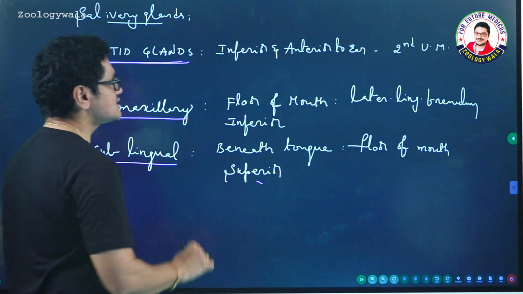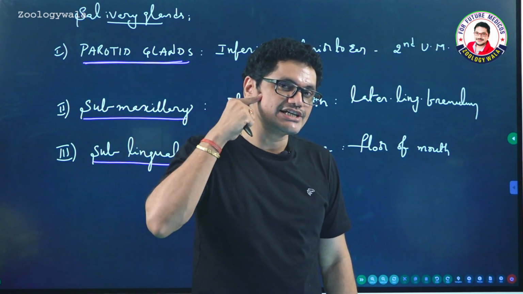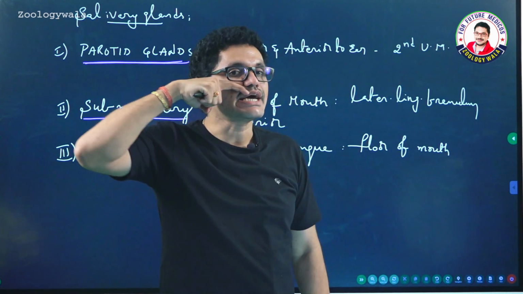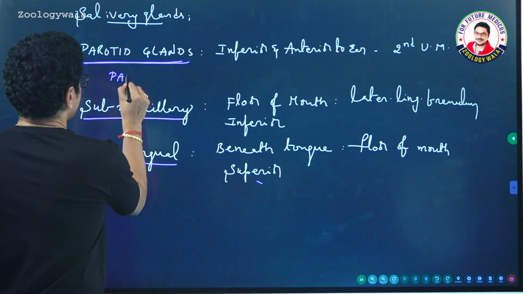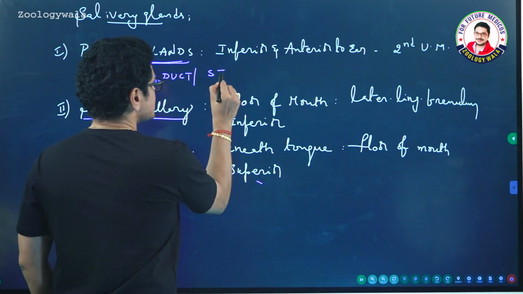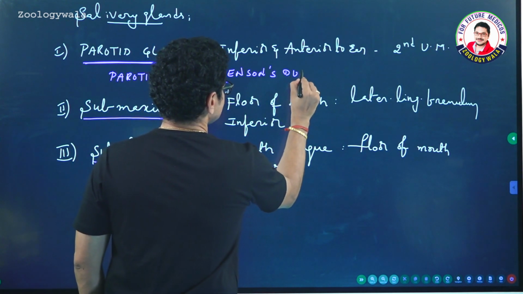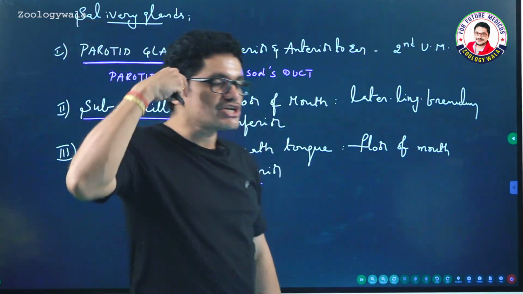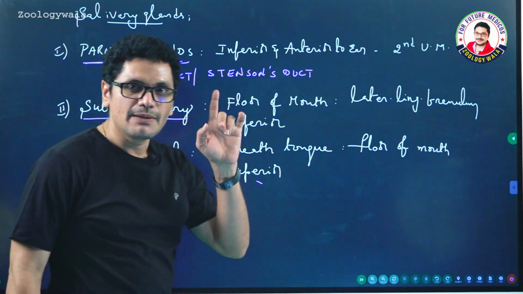The parotid glands. The location of the parotid gland is inferior and a bit anterior to the ear, and here it is present. With the help of a duct called the parotid duct, it opens at the second upper molar. The parotid duct is also called Stenson's duct, and its location is a bit anterior and inferior to the external ear, called the pinna.